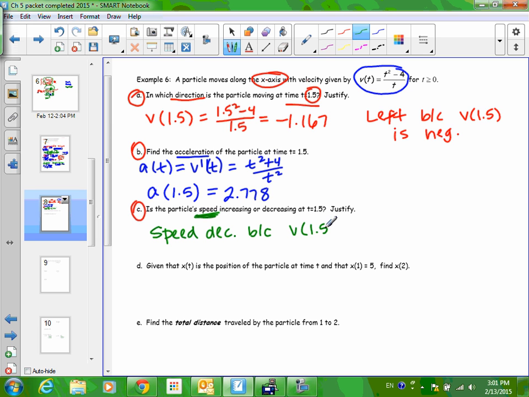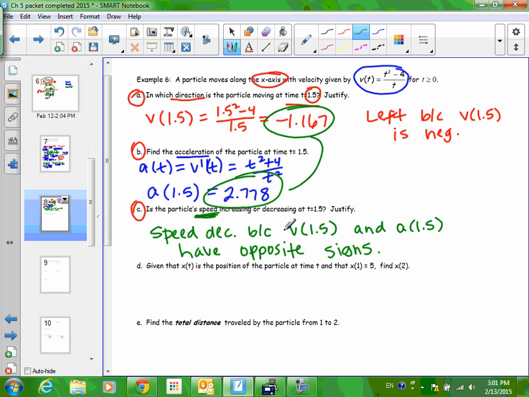So I'm going to say v of 1.5 and a of 1.5 have opposite signs. You could have said the velocity and acceleration have different signs, but again, you would have had to say at t equals 1.5. What if they were both negative? Would speed still be decreasing? No, speed would be increasing, and that's the part most people get mixed up on. They think negative acceleration and negative velocity means speed is decreasing, but it really has to do with the relationship between these two numbers. Same sign, speed increasing; different sign, speed decreasing.